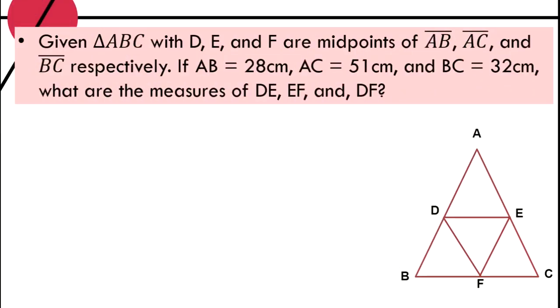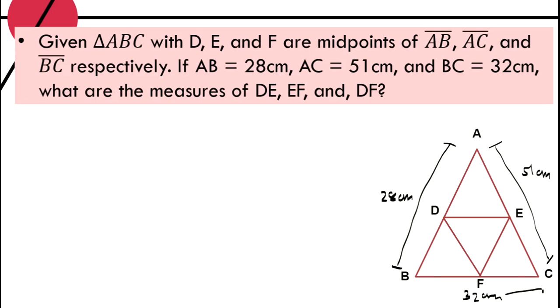For example, given triangle ABC with D, E, and F as midpoints of AB, AC, and BC respectively. If AB equals 28 centimeters and AC is 51 centimeters and BC is 32 centimeters. Now, what are the measures of DE, EF, and DF?